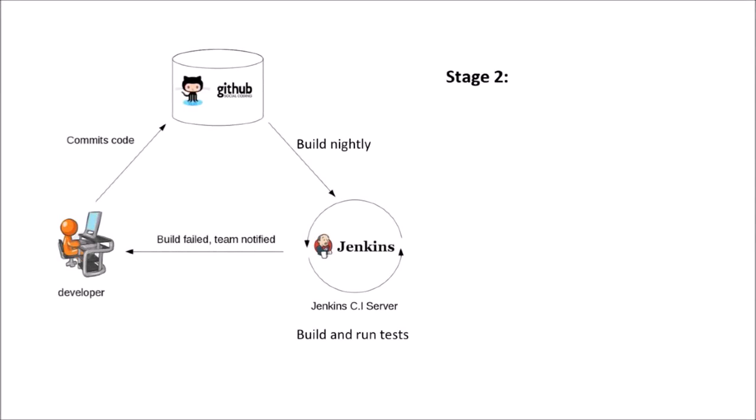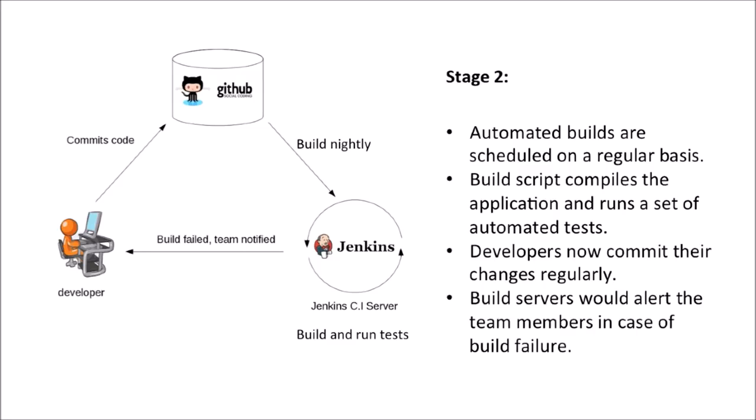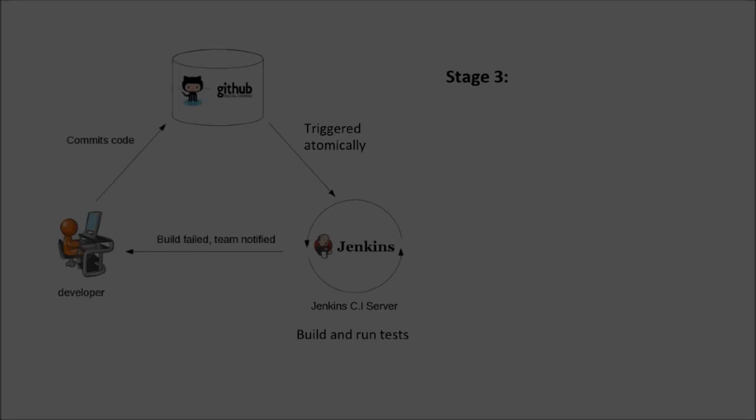Stage 2. The team has a build server, and automated builds are scheduled on a regular basis, typically nightly. This build script would compile the application and run a set of automated tests. Developers now commit their changes regularly, usually at the end of every day. If a developer's commit conflicts with another developer's work, the build server would alert the team members.